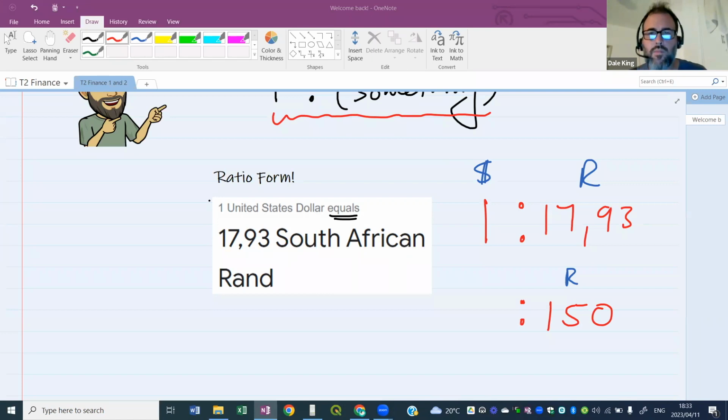You should see a pop-up that's asking you to unmute on your screen. There we go. I wanted to ask, please can you repeat the question because I didn't understand it. Okay, sure, no problem. Thanks for asking that. So this is the exchange rate. $1 US is 17 Rand 93, and I have 150 Rand. How many dollars will that get me?